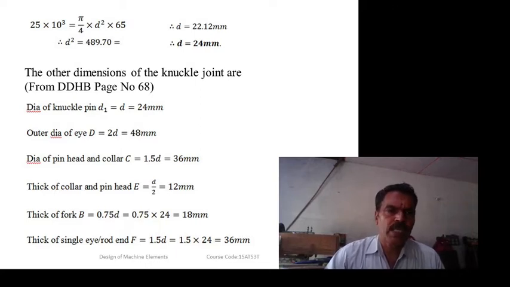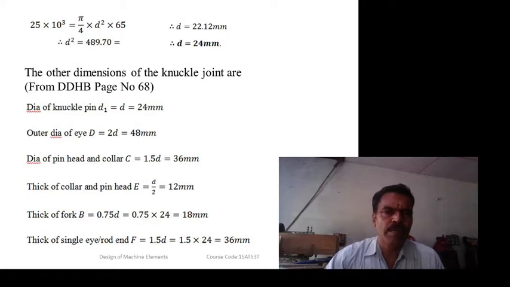Next, the second one is the diameter of the knuckle pin, small d1. That should be equal to the d value. Therefore d1 is equal to small d, that is 24 mm. Write the same thing. Next, the outer diameter of the eye, denoted by capital D. What is the empirical formula? It is equal to 2d. Therefore 2d means 2 into 24, you will get 48 mm.